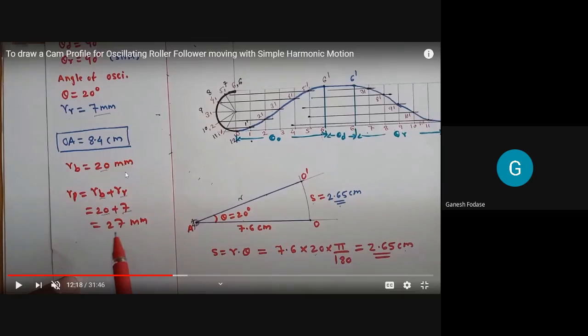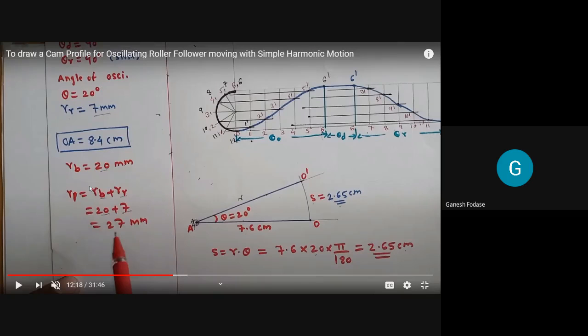In a roller follower, there are two circles. Remember, if it is a knife edge follower, flat face follower, or any other follower, then only one circle is there. RB we have to consider. But whenever there is a roller follower, I explained in the last video also, we need to draw two circles. That is, along with the base circle, we need to draw the prime circle.